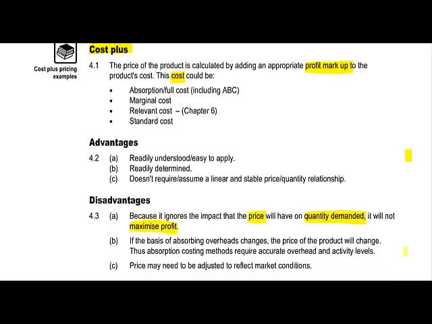Of course, we also know when we're absorbing overheads, there's all sorts of things that we can do with that, and it is affected by activity levels. The other thing, of course, is that market conditions will affect the price that can be charged. So here we've got a little bit of a link to when we were talking about target costing. What's the market prepared to pay? There's no point in making something which costs more than the price that you could get for it.